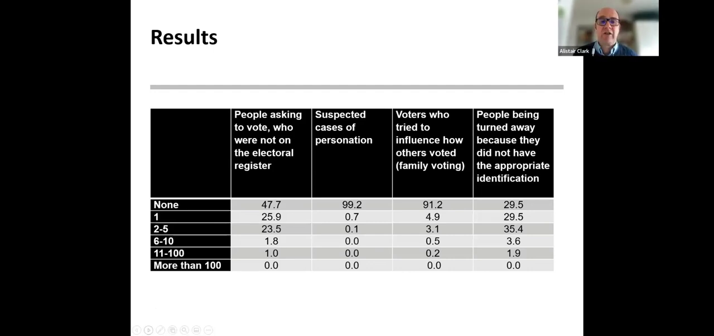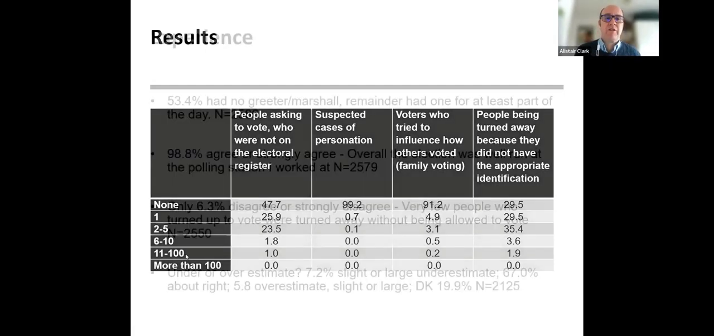99.2% of polling stations said there were very few cases of this. There were no cases of personation, only a handful of respondents saying there were any cases. Some concern: 4.9% thought they had one bit of evidence of people trying to influence how others voted, otherwise often known in the British context as family voting. 3.1% of respondents said they'd seen a little more than that. And of course, as we've already heard, people being turned away because they didn't have the appropriate identification. Only 29.5% of respondents had no examples of that.